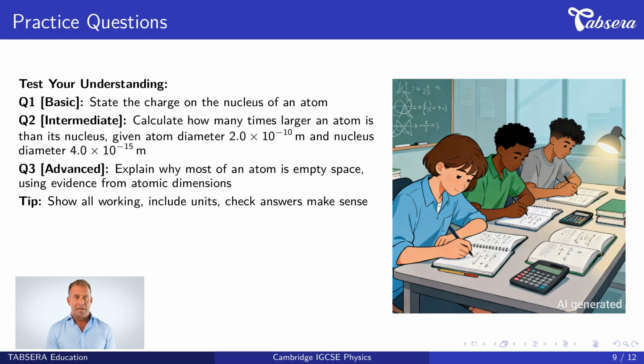Question 3 is advanced level. The question is, explain why most of an atom is empty space using evidence from atomic dimensions. This tests your analytical skills and ability to use evidence to support scientific explanations. For all questions, remember to show your working clearly, include units in every step, and check your answers make physical sense.